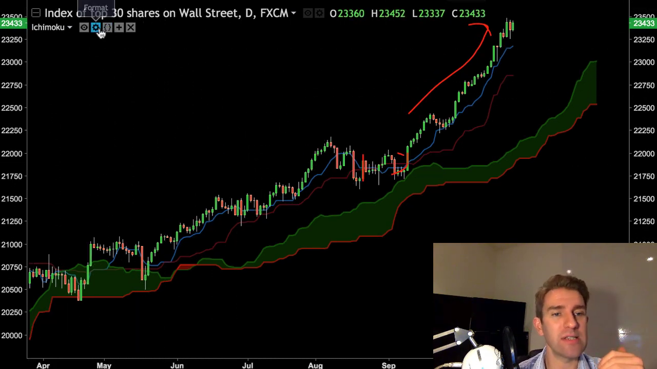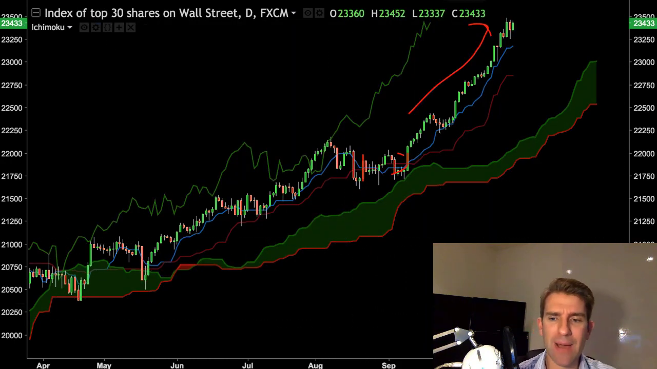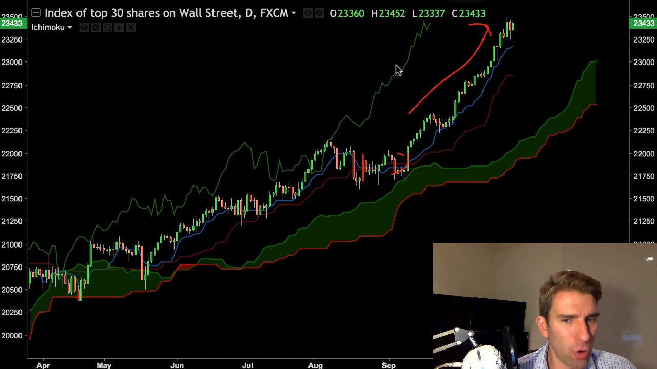One thing to add, guys, is this final line, which is the lagging span. And this is price, but it's pushed back by 26 periods. Obviously you can adjust it to suit, and again you can add more complexity or not as you prefer, but this is price pushed back.